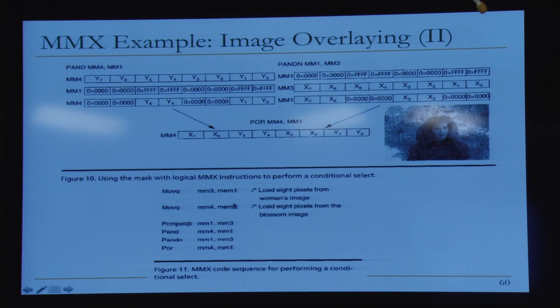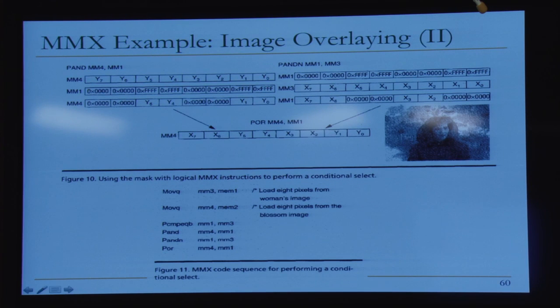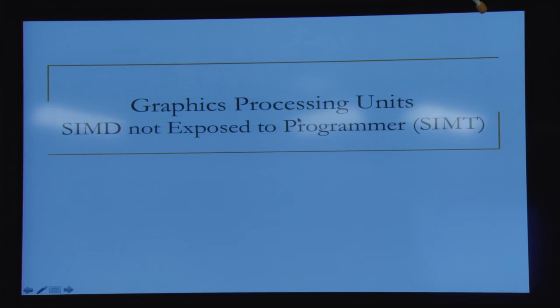You could do this with scalar instructions, except you would need to do each pixel one by one. So you can read this paper. This is actually a really nice paper. And this is just one example from the paper that talks about the design choices for MMX. Okay, it's a good place to stop. We'll talk about graphics processing units, or another way of thinking of this is really SIMD, where SIMD is not exposed, at least as much, to the programmer.